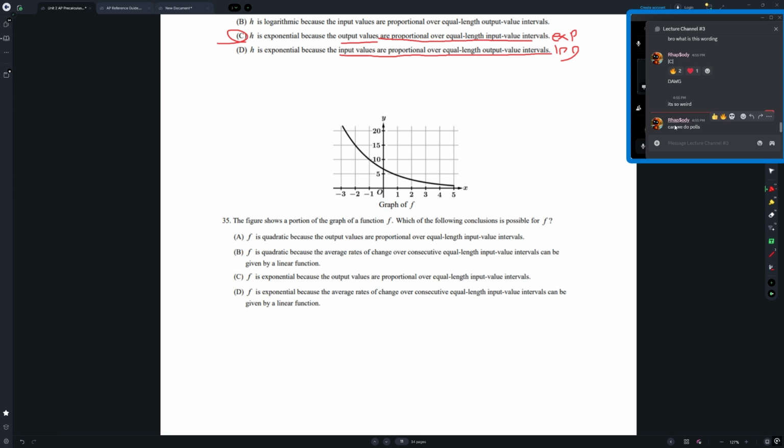Can we do polls? If someone makes the polls, I can't make the polls the way I have this recording set up. You click the addition button and you click create a poll.